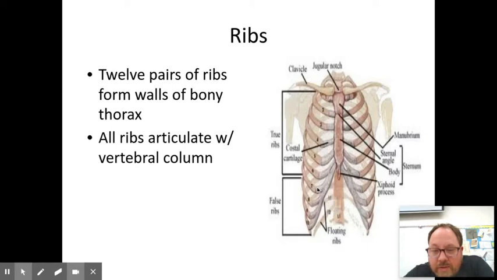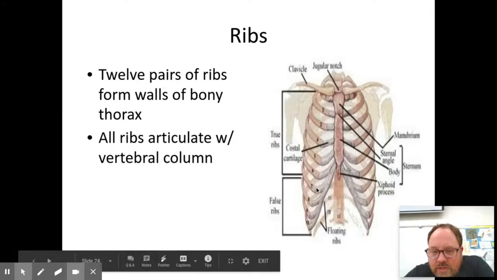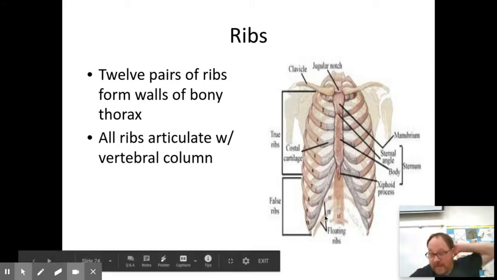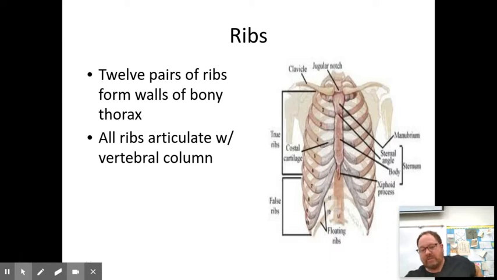Now, false ribs are everything else. False ribs include these ribs that have a common cartilage. So if you look at 7, 8, 9, and 10, these ribs feed into a common cartilage before it connects to the sternum. So these are false ribs. And then at the bottom, you have these floating ribs. So you have floating ribs in your back that don't have any anterior connections. So in the bottom of your rib cage and back, you feel these little floating ribs.